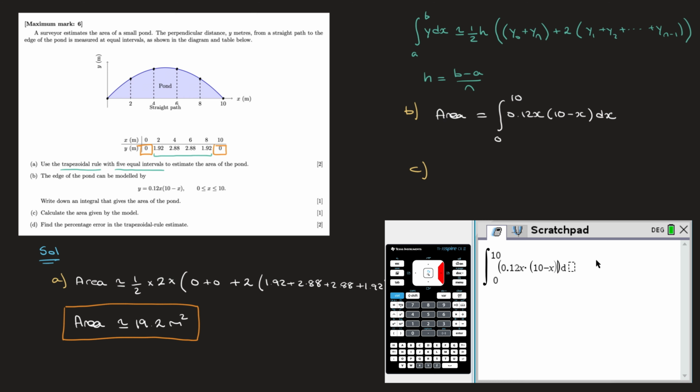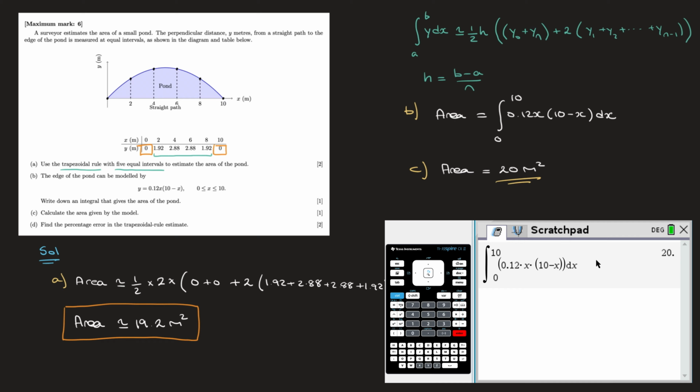And at the far end of this integral, in this little box here, I make sure to type the variable x. Once that's done, I click on Enter. And we're done. We can now state that the area is equal to 20 square meters. And that's the exact area of the pond.